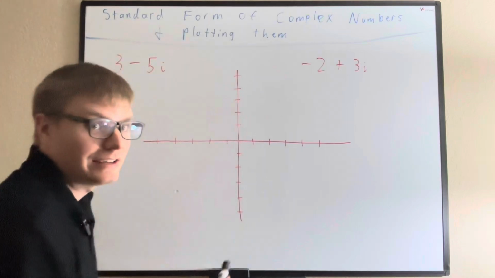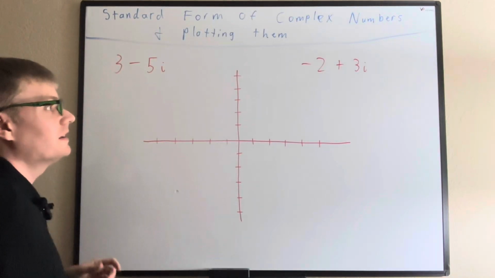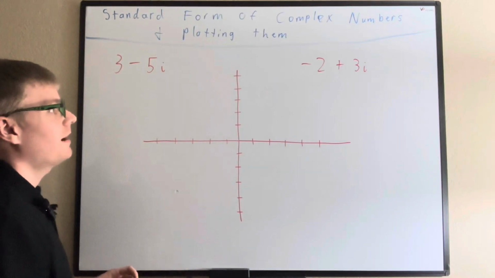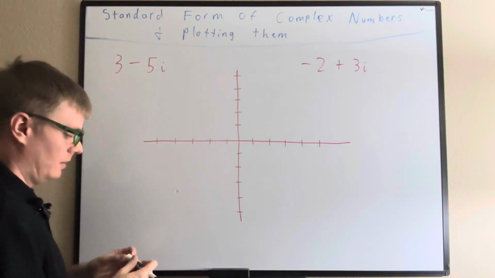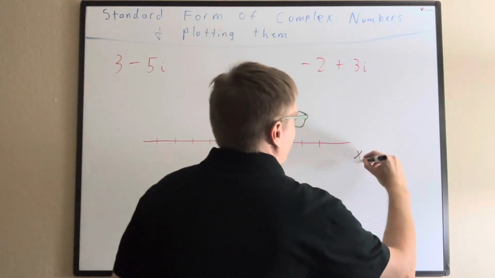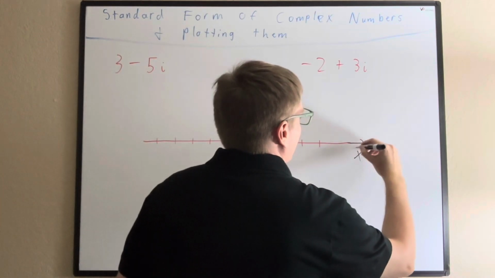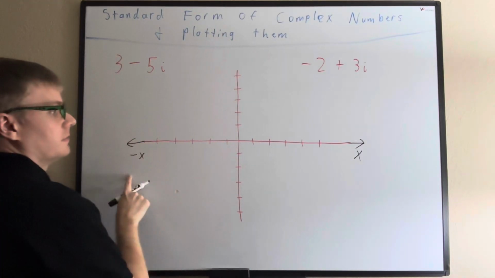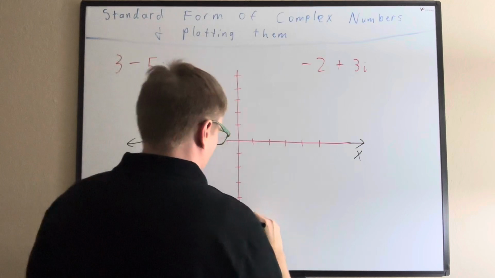All right, this is the second part of the video. I'm just going to quickly go over how we plot these complex numbers on a coordinate plane. Now, we use a complex coordinate plane. What does that mean? Well, we have the normal x-axis, which goes off in both directions. This would be the negative x direction. But the y-axis is a little different.